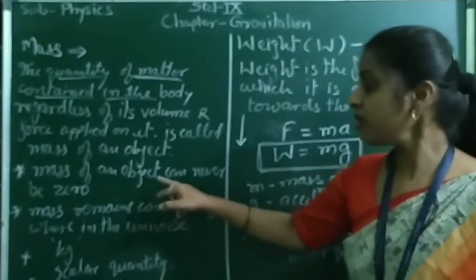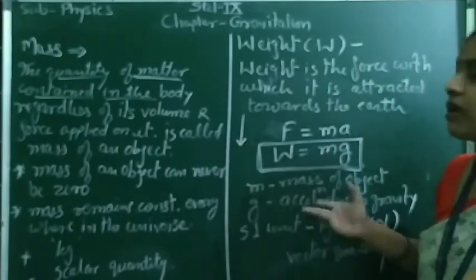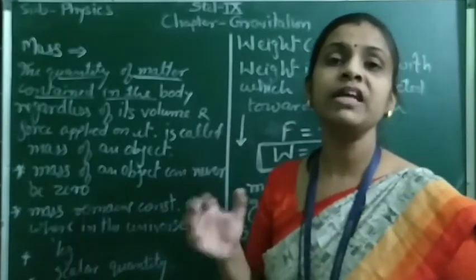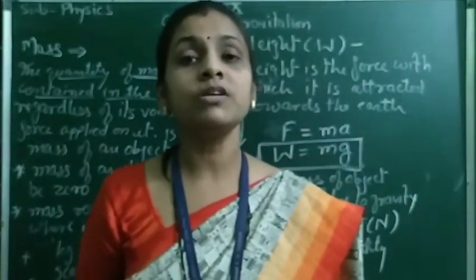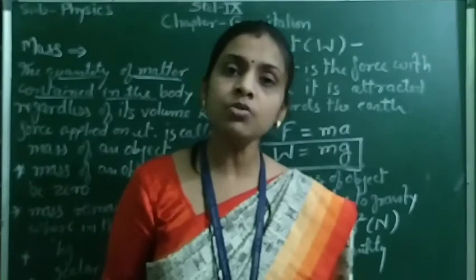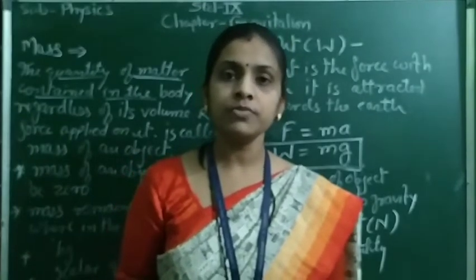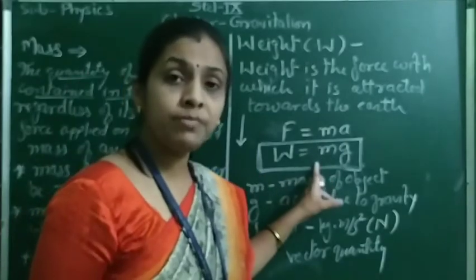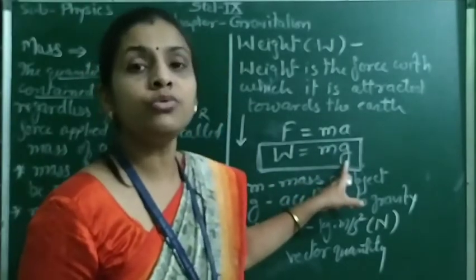Again we say that the mass of an object can never be zero, but the weight of an object may be zero at the center of the earth. So what is the acceleration due to gravity at the center of the earth? At the center of the earth, the acceleration due to gravity will be zero. Then what about the weight of an object? Though that object has a certain mass, its weight may be zero because of the acceleration due to gravity.